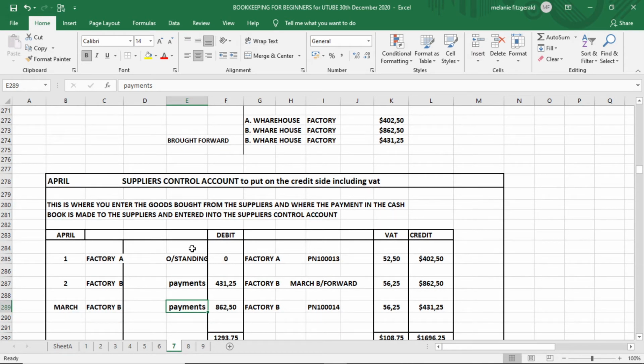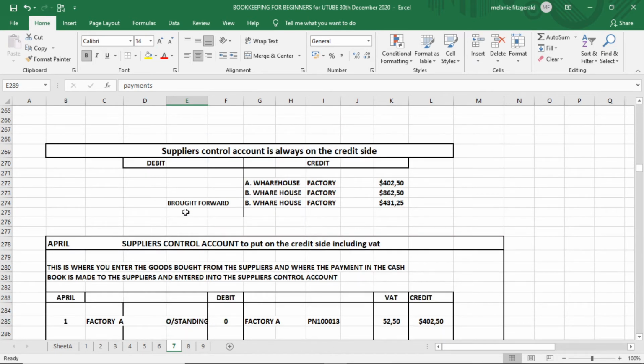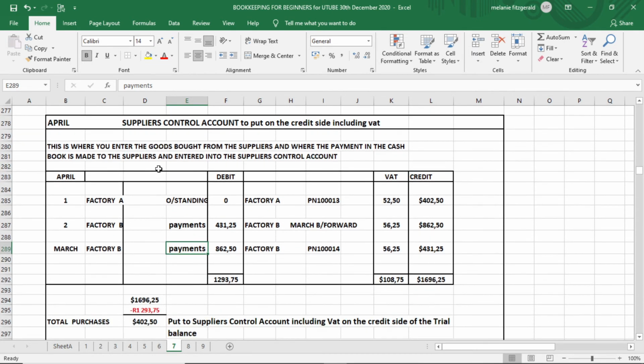Now we're filling out the payments made to it. We just put in the entries. Now that we've paid some of these accounts for those factories, we're going to enter them in. So the suppliers control account goes on the credit side, including VAT. This is where you enter the goods bought from the suppliers, and where the payment in the cash book is made to the suppliers and entered in the suppliers control account. So let's go and have a look at the cash book.